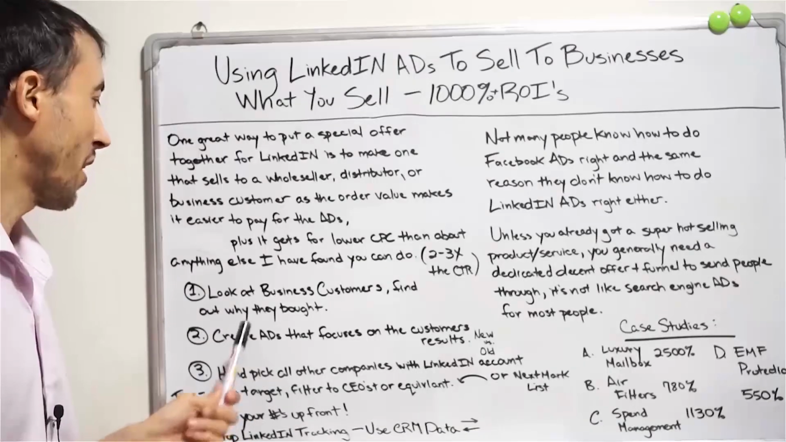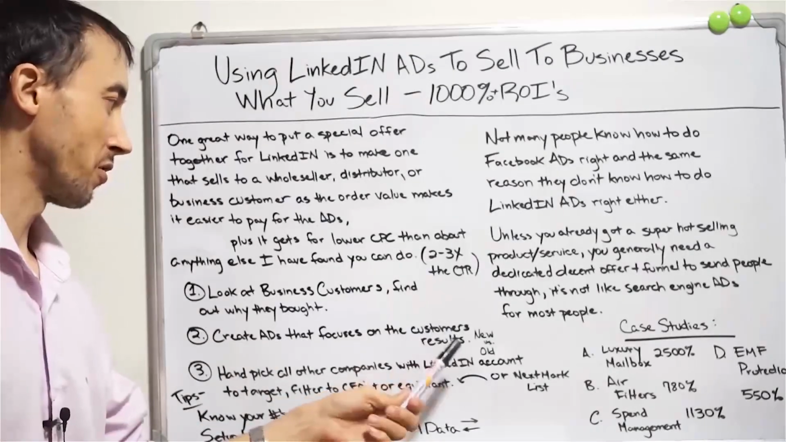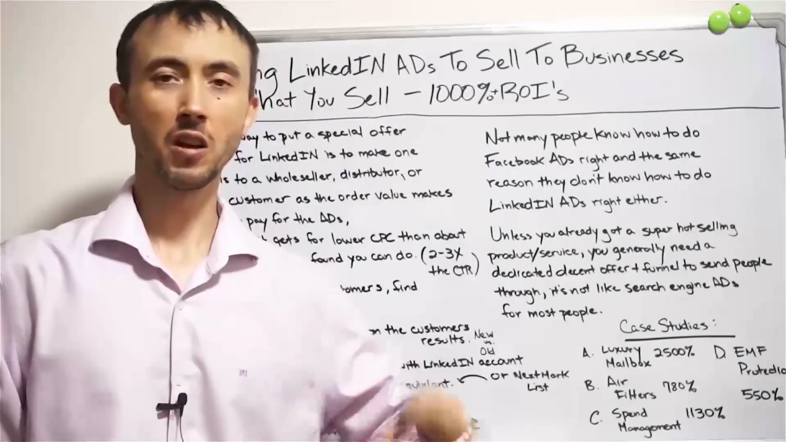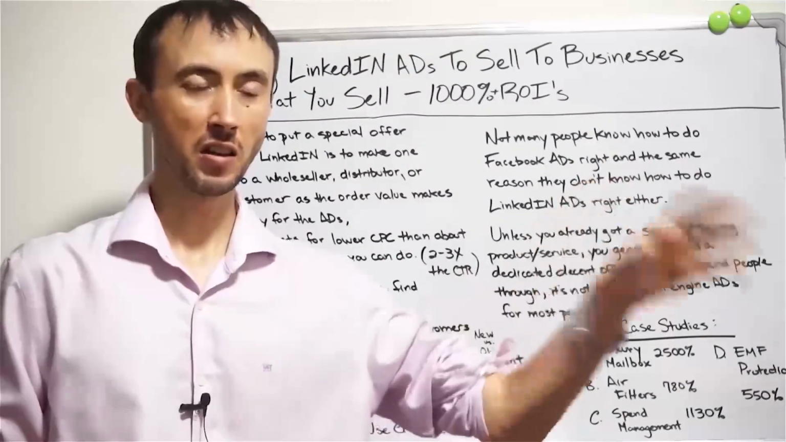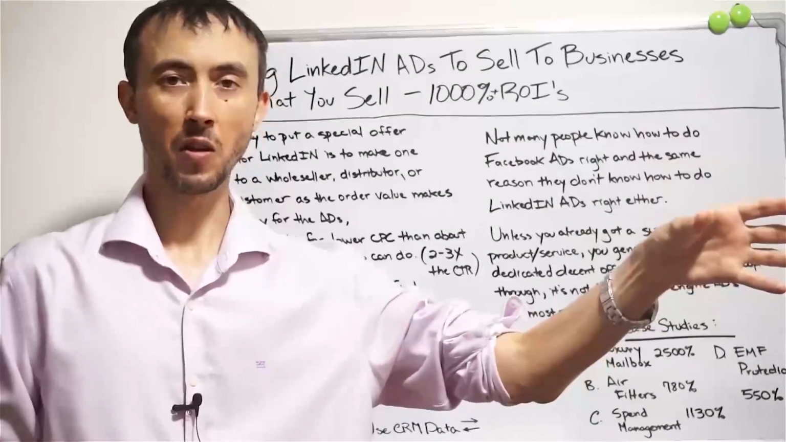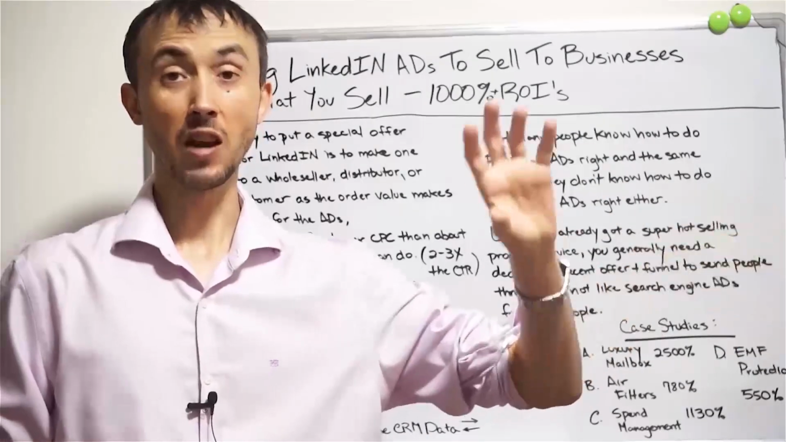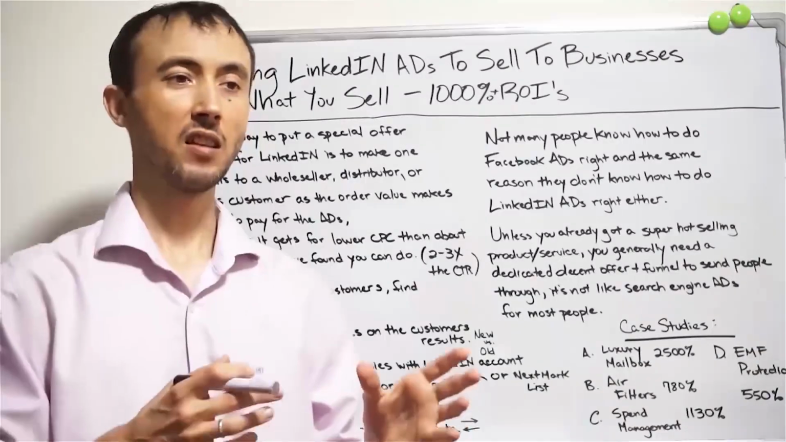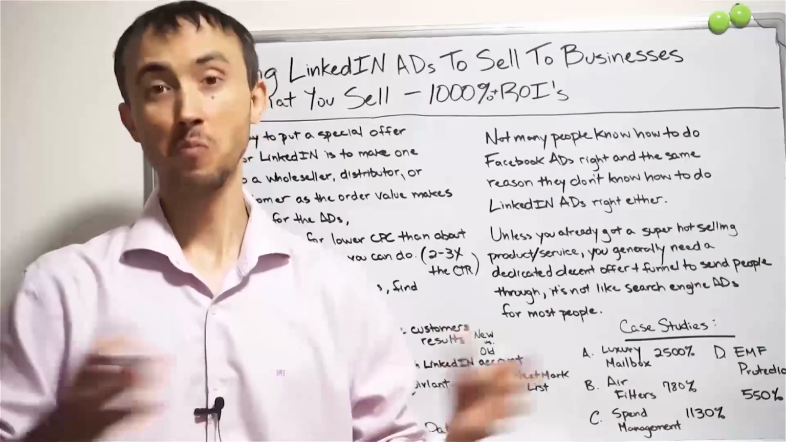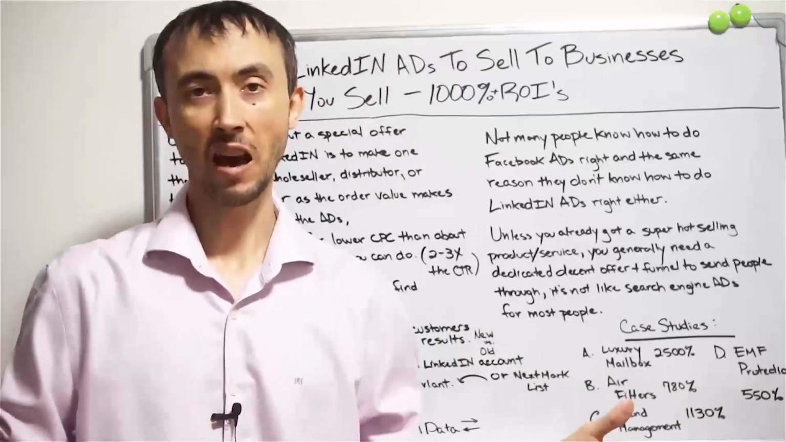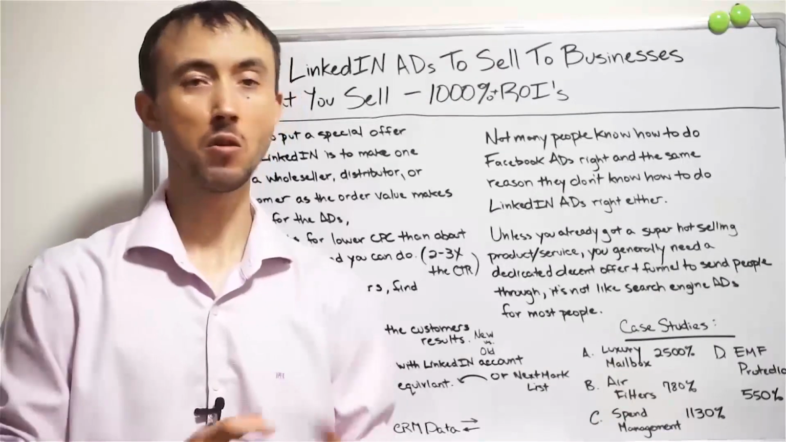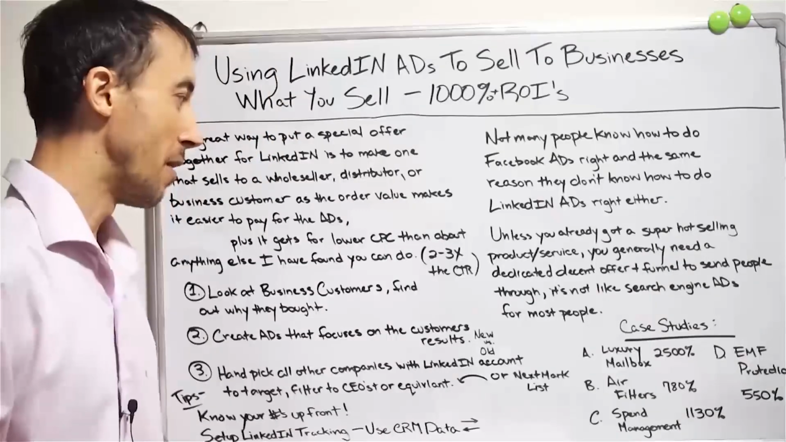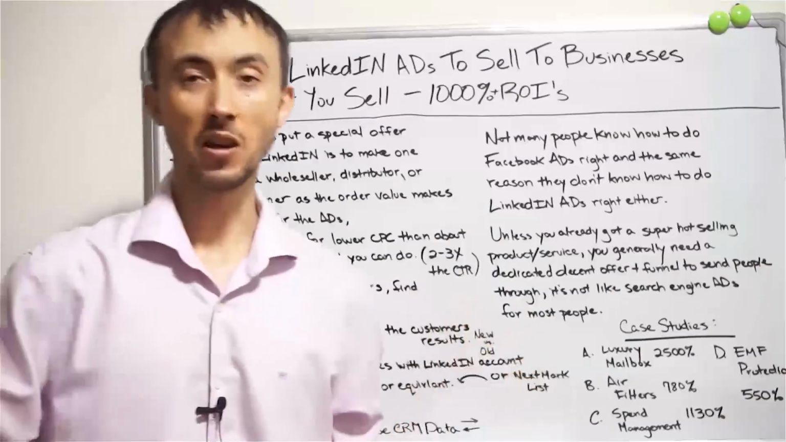Then two, create ads that focus on the customer's results. Again, I already talked about this. If you're going to interrupt them, what they're going to be motivated to click on, and actually give you their email and phone number for, is information that can make them money or save them money. Basically, you stick to that. That's the stuff that universally everybody wants. They want to make money, they want to save money, and for a business, especially.